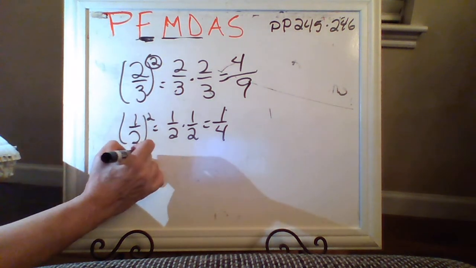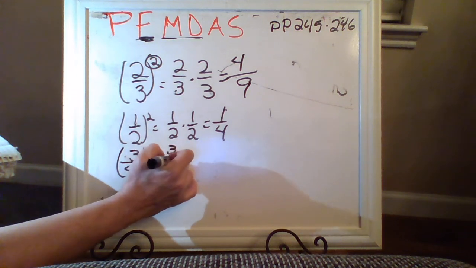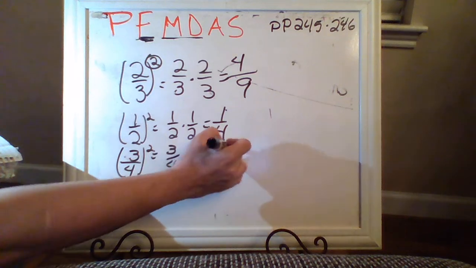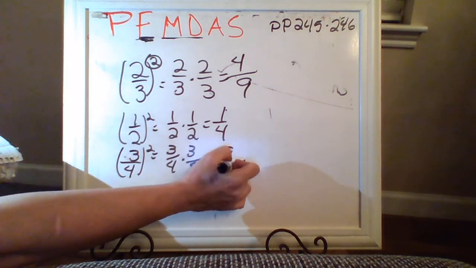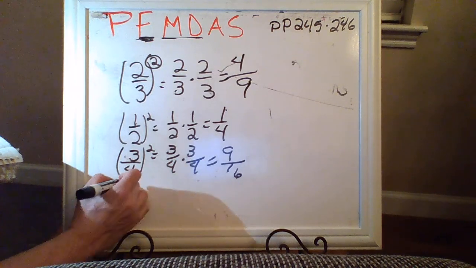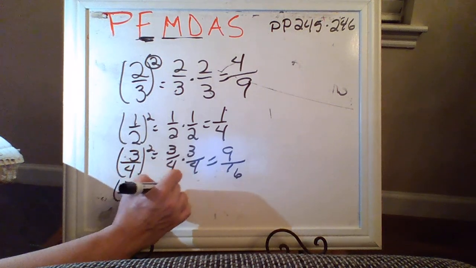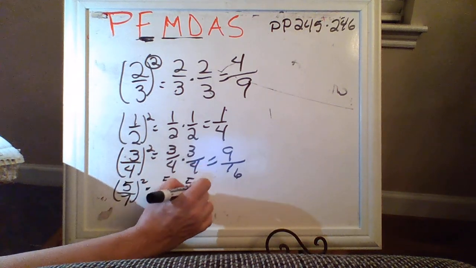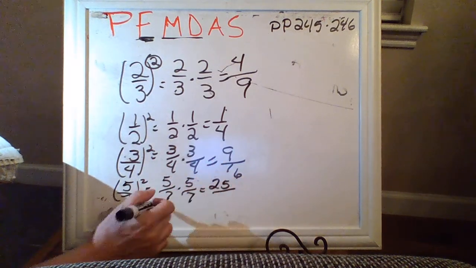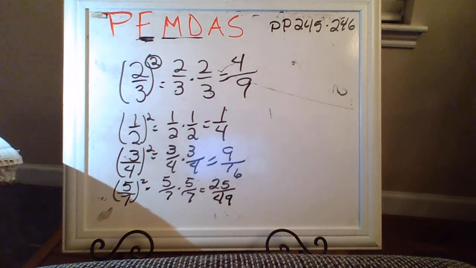And then we have 3/4 squared, which is 3/4 times 3/4. 3 times 3 is 9. 4 times 4 is 16. And then last, it's 5/7 squared, which is 5/7 times 5/7. 5 times 5 is 25. 7 times 7 is 49. So it should be 25/49.